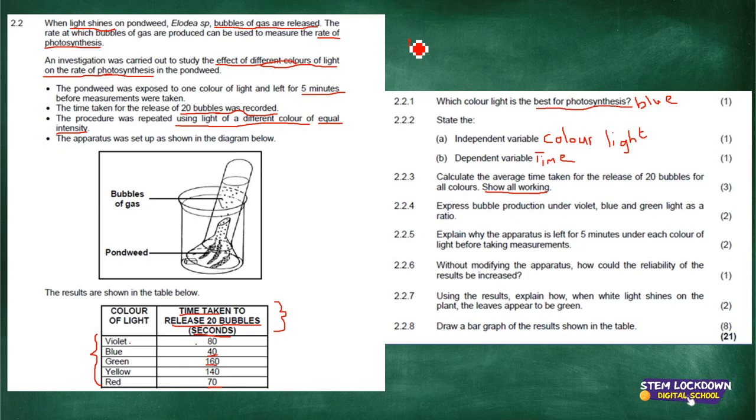So the formula to calculate average, we could say average, I'm going to use AV, is equal to the sum of all the numbers, this hashtag indicates numbers, divided by the number of groups. So that is the formula for average: the sum of all the numbers divided by the number of groups.